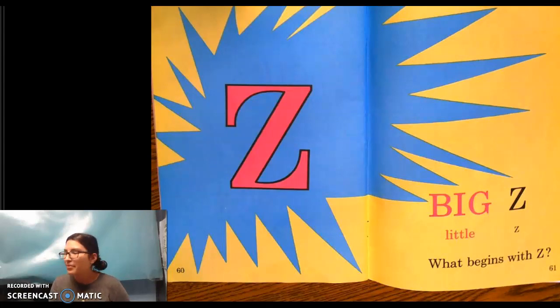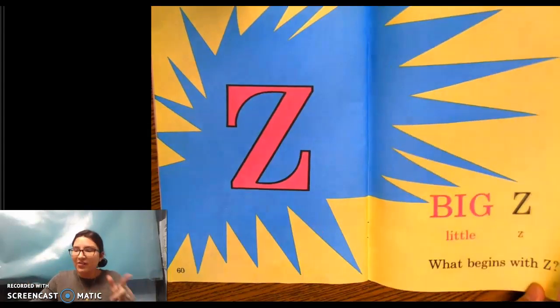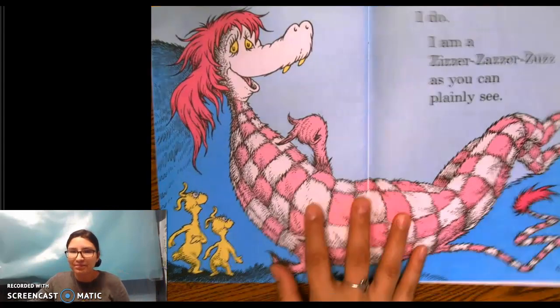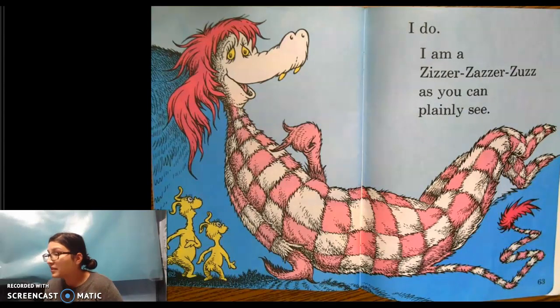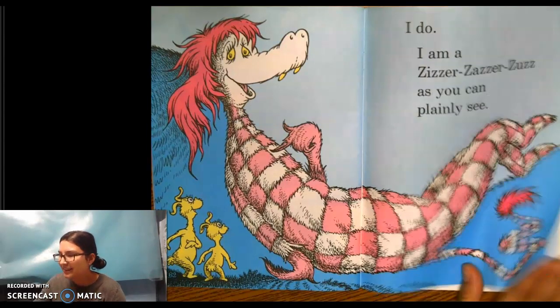All right. Big Z, little z. What begins with Z? Let's find out. Let's see if any of the words that you thought in your head are on this next page. I am a zigger, zagger, zug, as you can plainly see.